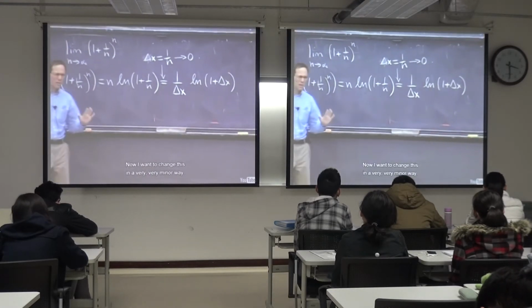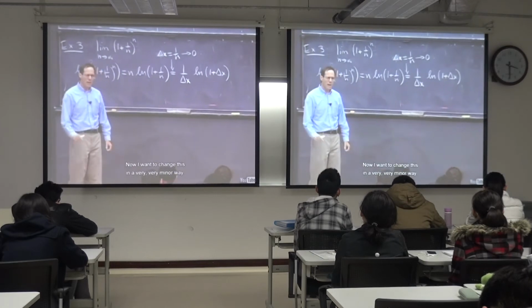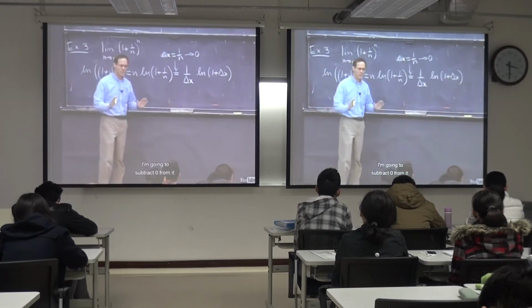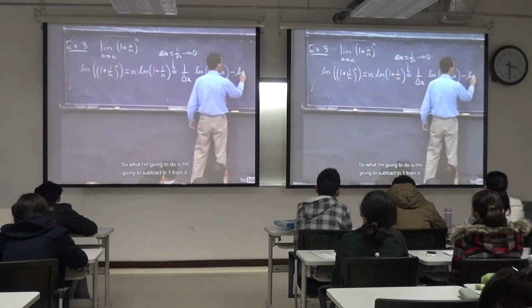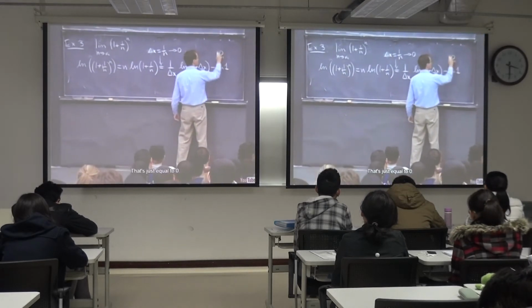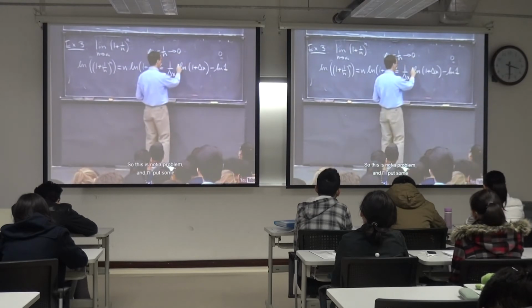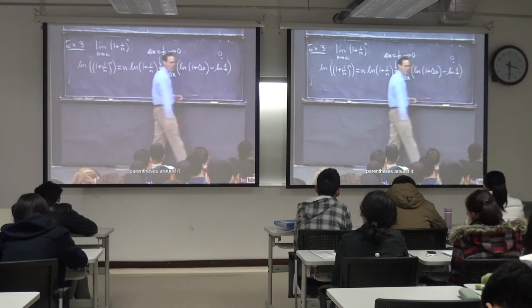Now I want to change this in a very, very minor way. I'm going to subtract 0 from it, so that's the same thing. What I'm going to do is subtract log of 1. That's just equal to 0. Right? So this is not a problem. And I'll put some parentheses around this.